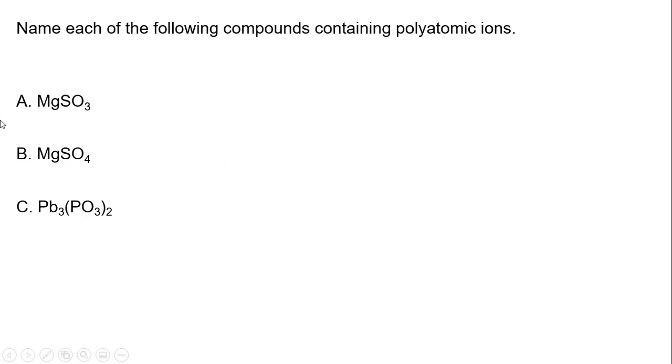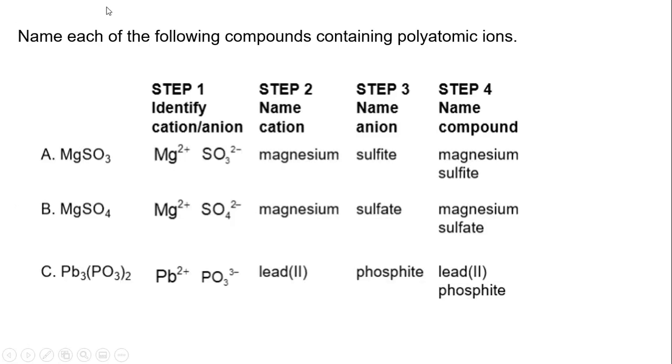Okay, we have some more. So let's take a look at what we have here. I think I broke it down the same way. Let's make it easier to look at. Magnesium has a 2 plus. This is a 3. Sulfate has 4. So this is one less. This has to be sulfite. So this is magnesium sulfite.